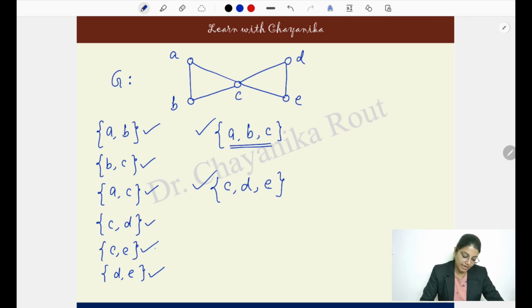Now check if you can have any clique of size 4. If you are to have any clique of size 4, that will be created by any of these cliques of size 3 only.